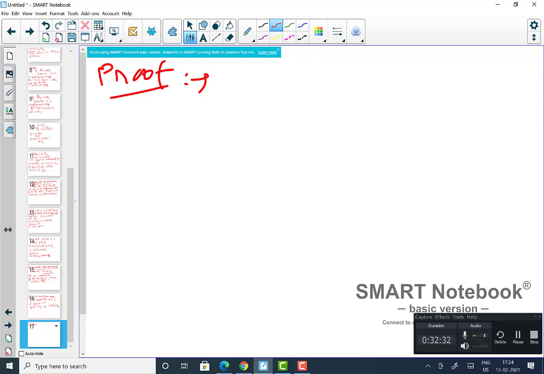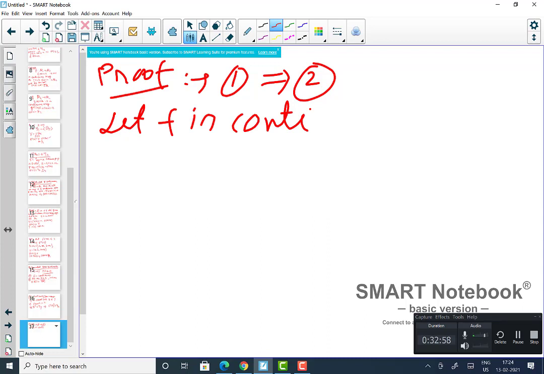Now let me prove 1 implies 2, 2 implies 3, and 3 implies 1. Then I am done. Now 1 implies 2. I am assuming that f is a continuous function, which means the pullback of an open set is open, and I need to prove that the image of the closure of any set is inside the closure of the image of that set. So let f be continuous, which is 1, given. And obviously I start with a subset A of X.